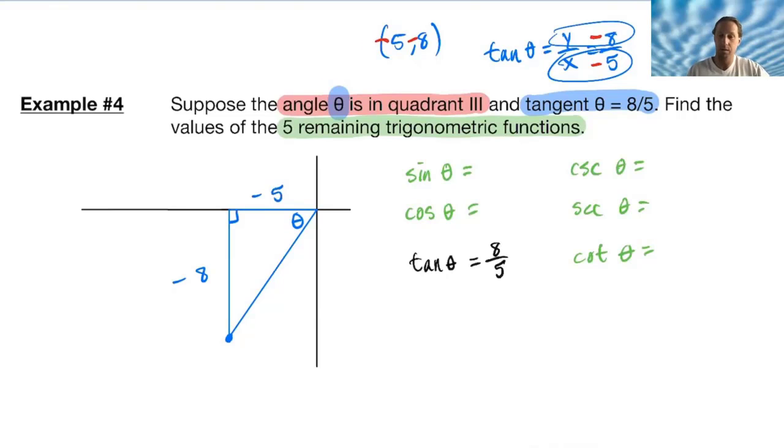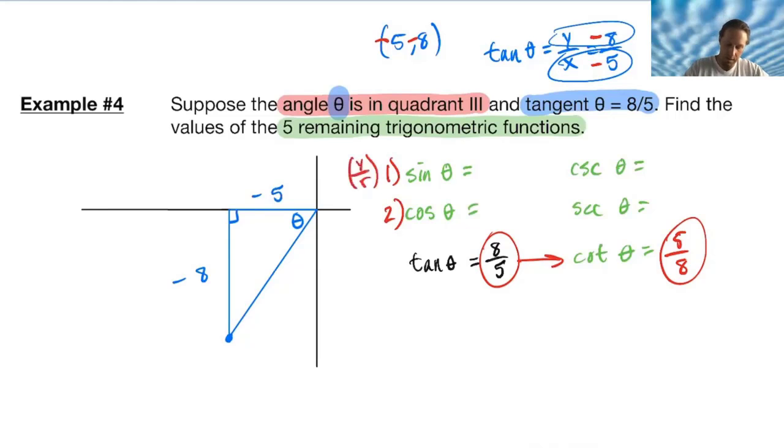And so I should be able to tell them immediately, without having done any of that drawing, any of the thought, I know immediately, since this is 8/5, that's 5/8, because they're reciprocal in nature, by definition. So in reality, I only need to find these two. If I can find those two, then I also know that cosecant and secant are the reciprocal of those. But remember, sine is always the y over the r, and cosine is the x over the r. And I have x and y. They gave us that by telling us tangent. But we need the r.